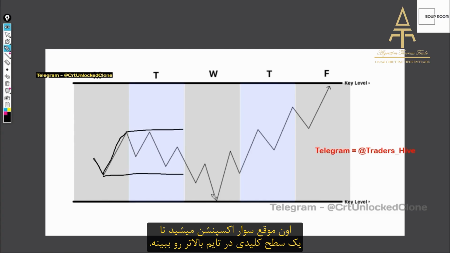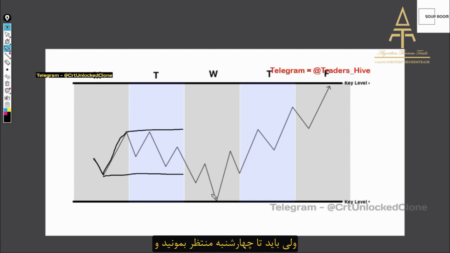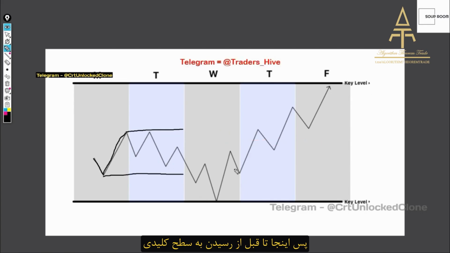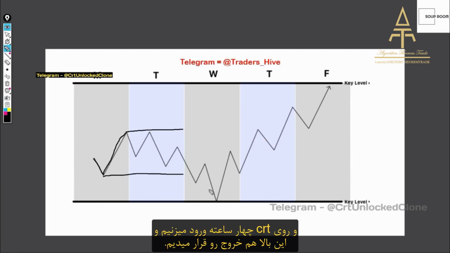Then you would position yourself to exploit the weekly expansion towards the opposing higher time frame key level. In this situation, we would wait for the Wednesday candle to test the higher time frame key level and form a 4-hour CRT before entering long. So this is a weekly candle. We have Monday's daily candle, Tuesday's daily candle, Wednesday's daily candle. Within Wednesday's daily candle, as we're tapping the key level, we want to see a 4-hour CRT that we are entering on and targeting the opposing end of the range.